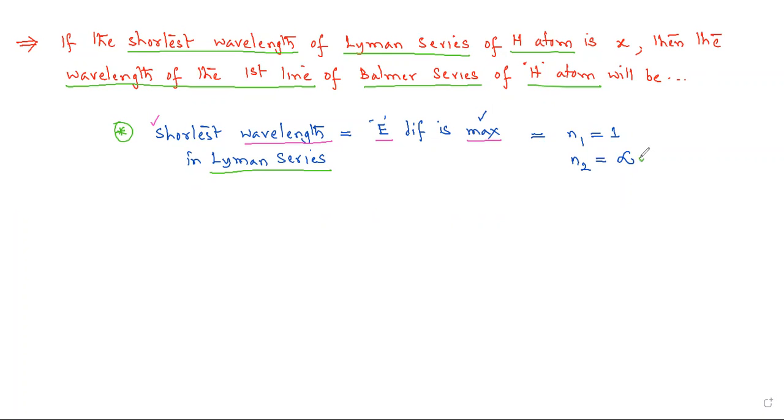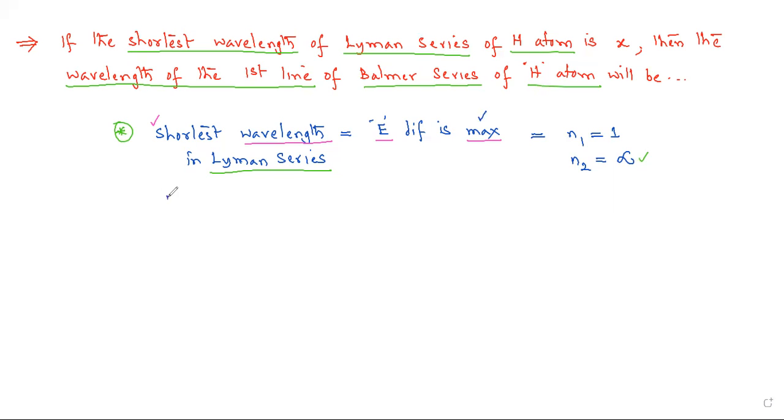Then in that case, N2 will be the next immediate, I mean, it will be 2. So if you want the maximum difference, you take first and last. If you want the minimum difference in energy, take first and immediate next. Hope you got my point. Because this is Lyman series, N1 is equal to 1.